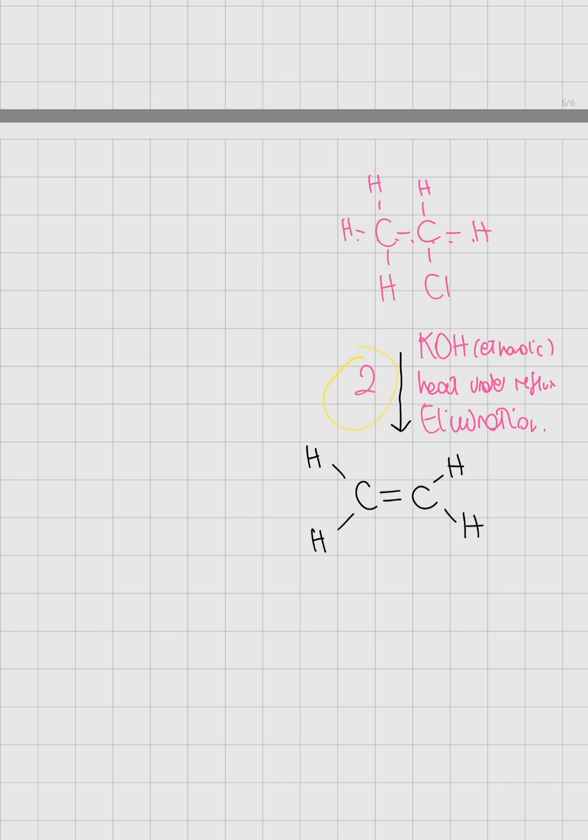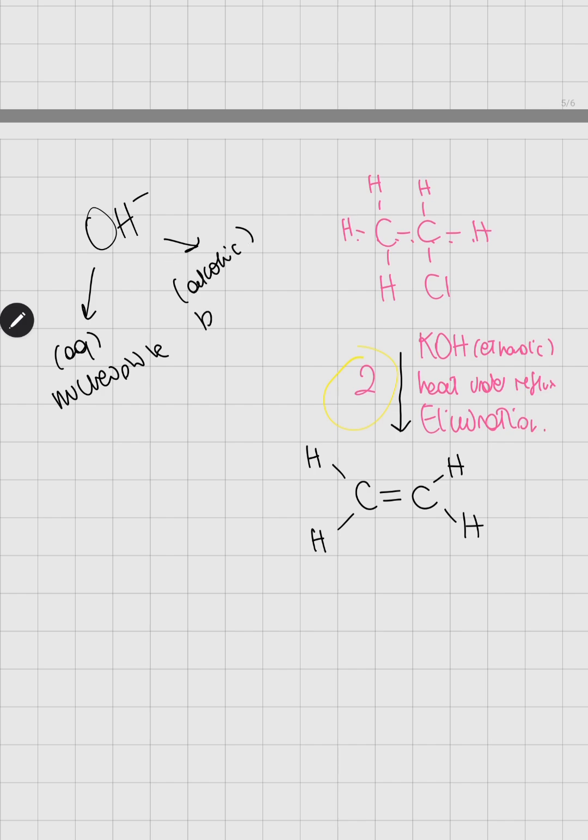The next mechanism is the elimination. We go from a haloalkane to an alkene. So here it uses a base, KOH. In fact, you must remember that in general. Let's put it generally as the OH minus ion. Okay, so when it's in aqueous solution, it acts as a nucleophile, while if it's in alcoholic solution, let's write it also generally, it reacts as a base.